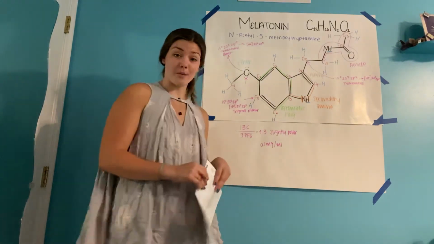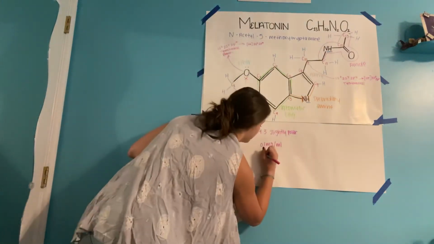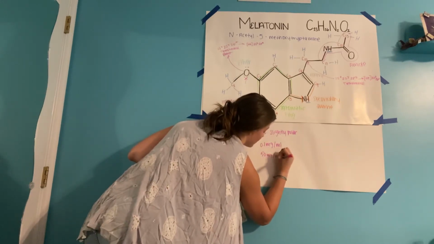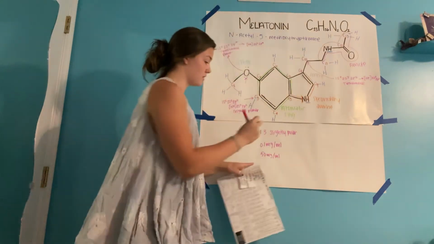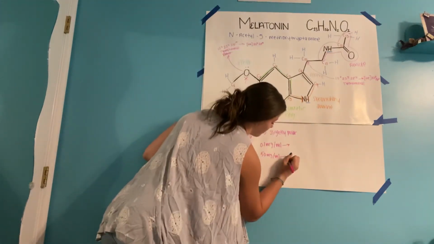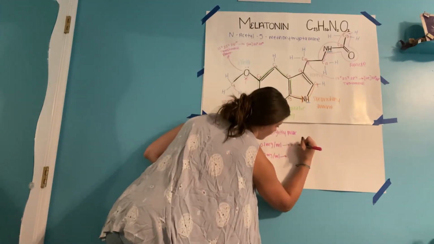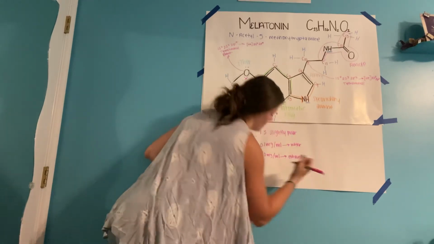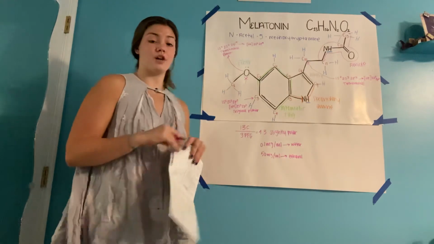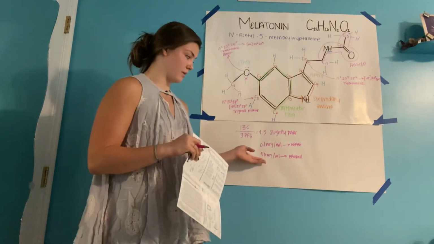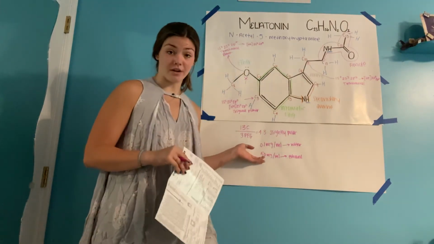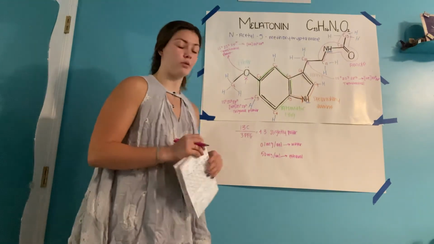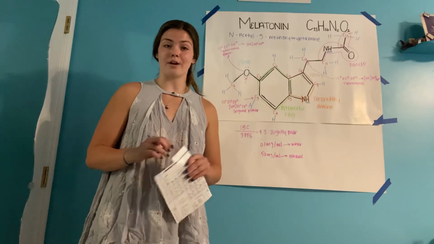However, I found another website that said that 50 milligrams per milliliter of melatonin dissolved in ethanol. So that means that melatonin actually has better solubility in ethanol than it does in water. So it must have more similar polarity to ethanol than it does to water.